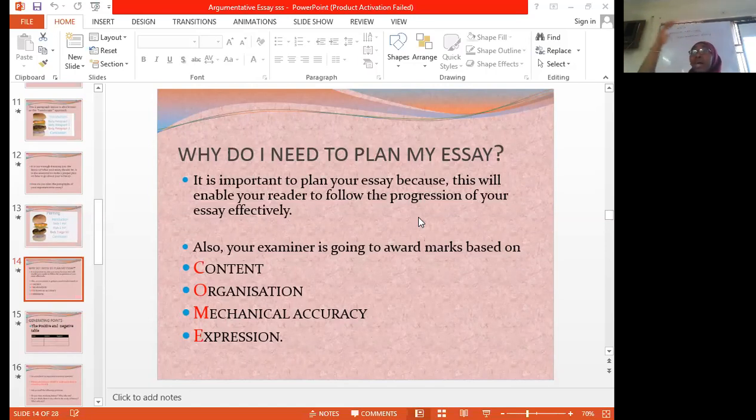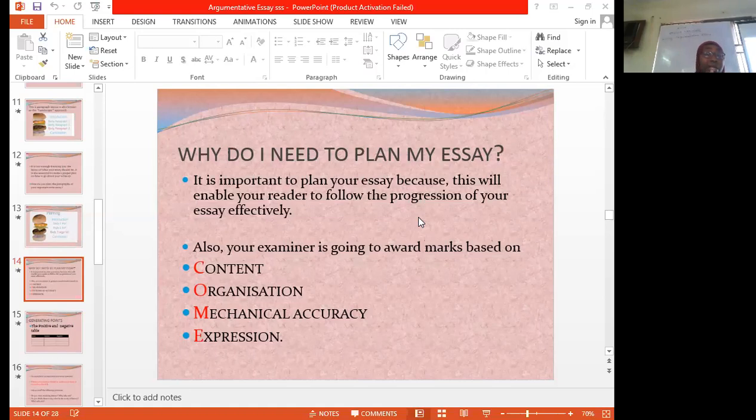The examiner is going to look at your introduction. How did you arrange your paragraphs? What does each paragraph contain? Then your mechanical accuracy, your grammatical rules. Did you observe your rules appropriately? Then your expression, did you use the right expression? Hope you didn't use slang where you're not supposed to use slang. So your examiner is going to award marks based on all these steps.